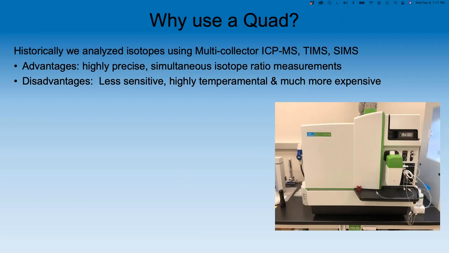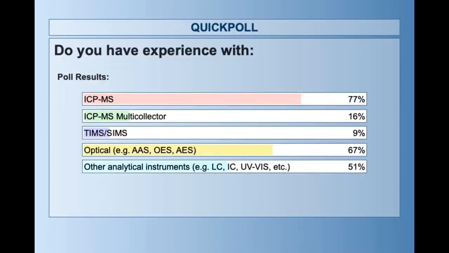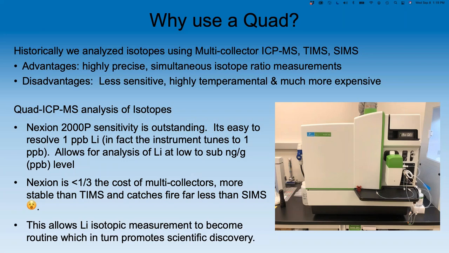Thank you for being on top of that. So they're extremely sensitive. Their sensitivity is absolutely outstanding. It is so much better than a multi-collector sensitivity. And it's easy, really easy, to resolve one ppb or one nanogram per gram of lithium. One picogram. No, wait, nanogram, microgram, nanogram. PPB, nanogram. Wow, changing back and forth.